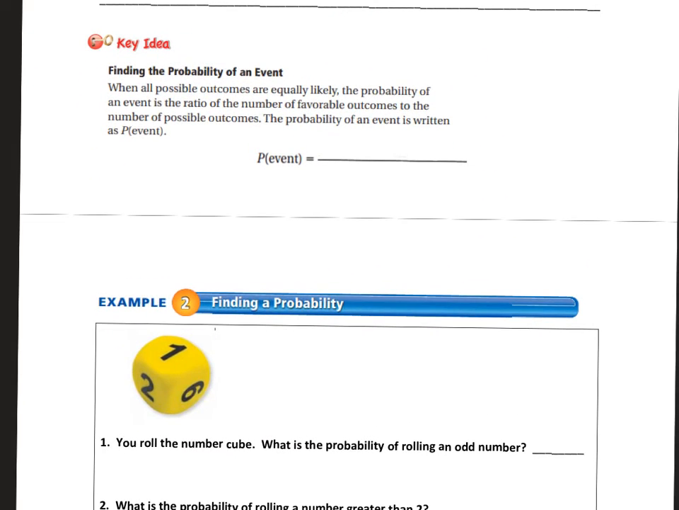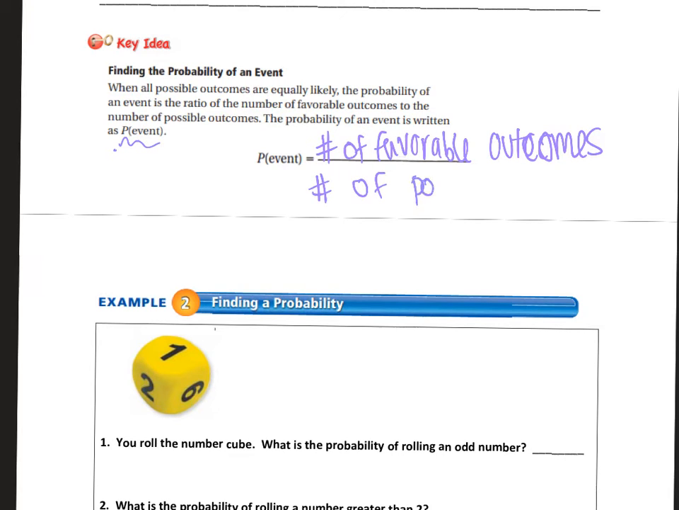We are talking about finding the probability of an event. We define the probability of an event when all possible outcomes are equally likely. The probability of an event is the ratio of the number of favorable outcomes to the number of possible outcomes. The probability of an event is written as P parentheses event, so you just read that as P of event. In algebraic form, you write this as the number of favorable outcomes over the number of possible outcomes. And yes, this is a fraction bar. We are dividing here. So let's do some examples with this.